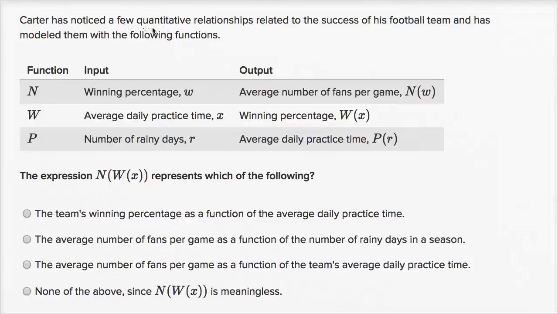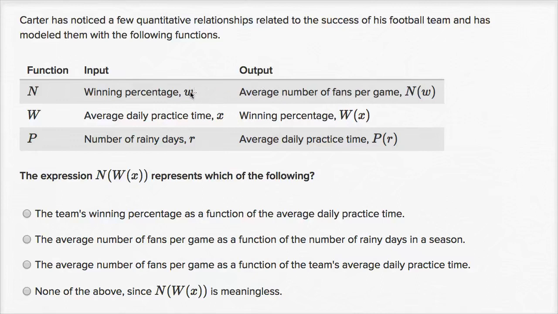Carter has noticed a few quantitative relationships related to the success of his football team and has modeled them with the following functions. All right, this is interesting. So he has this function, which he denotes with capital N, and the input of it is the winning percentage W, and then the output is the average number of fans per game. So he's making some type of model that says, look, the number of fans per game are going to be in some way dependent on what your winning percentage is.